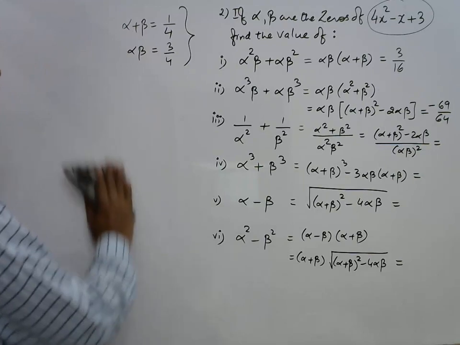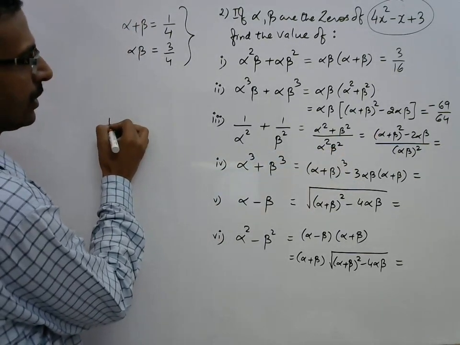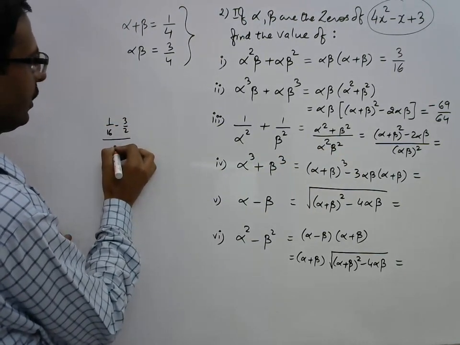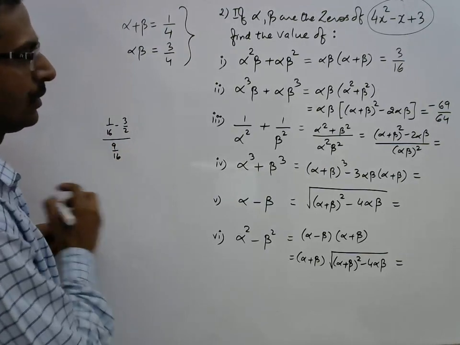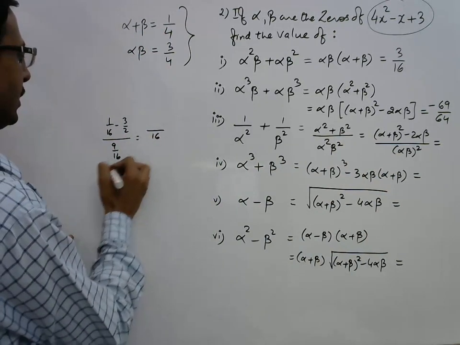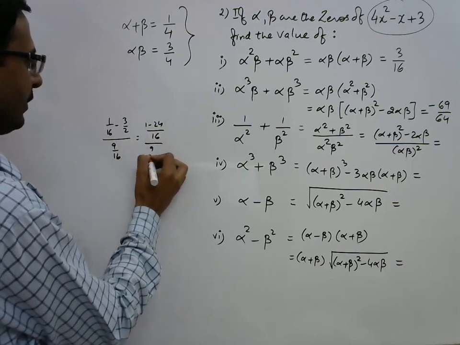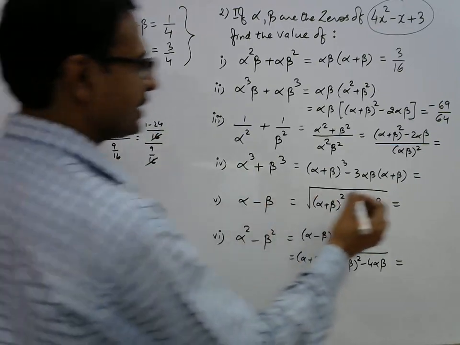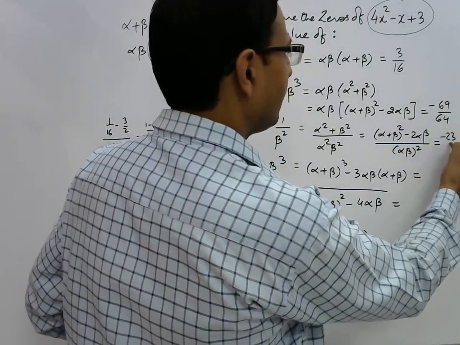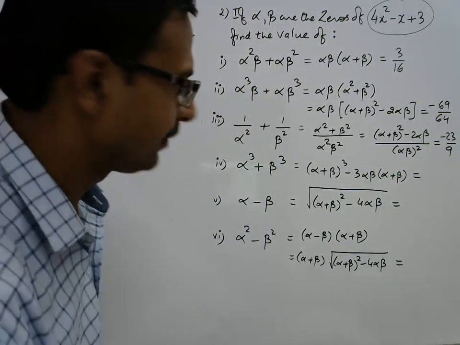The third part, this is 1 by 16 minus 3 by 2 upon 9 by 16. So alpha beta whole square. So this is 16, 1 minus 24 and 9 by 16. So 16 gets cancelled, minus 23 by 9. This is the answer for the third part.